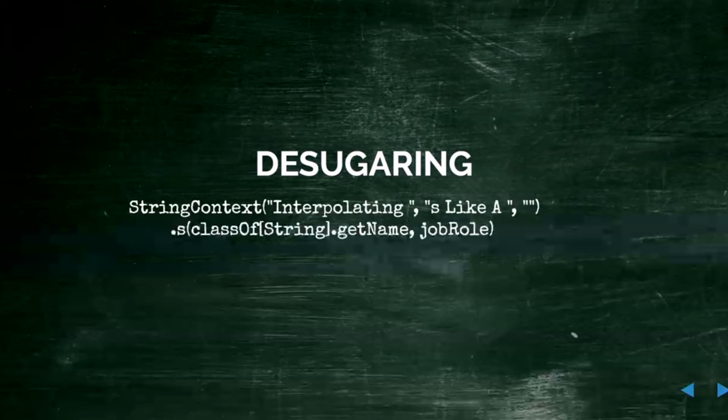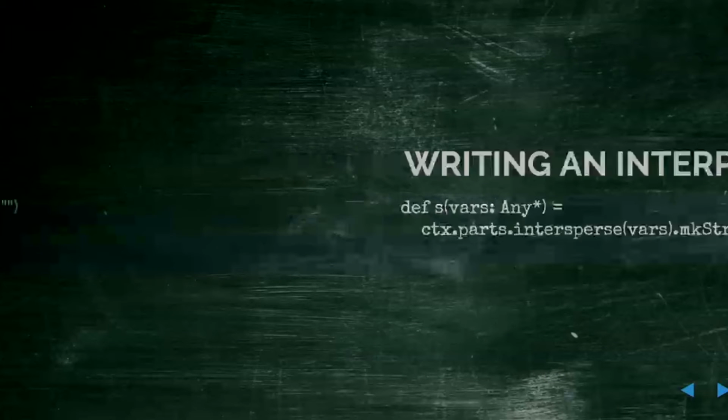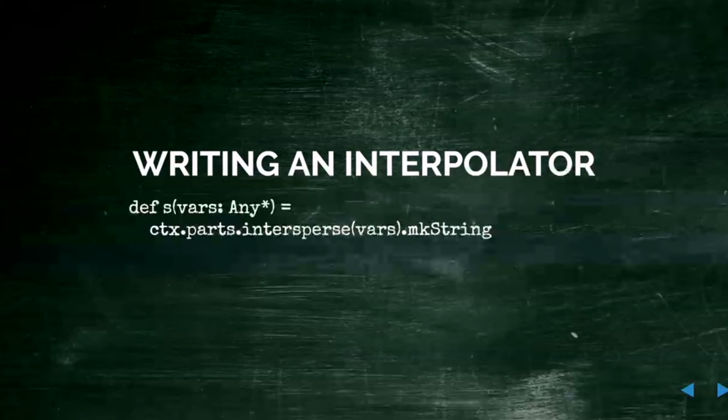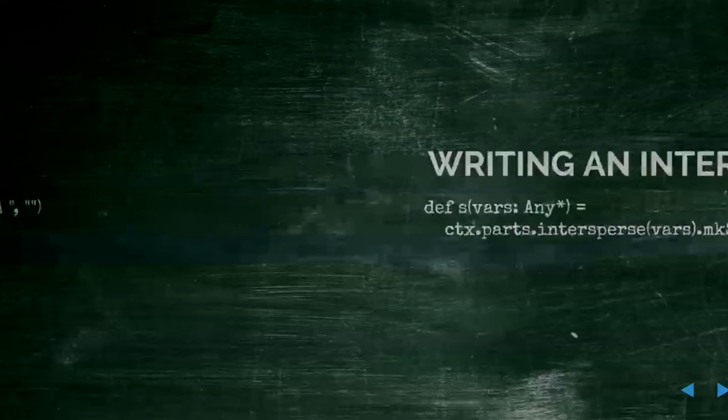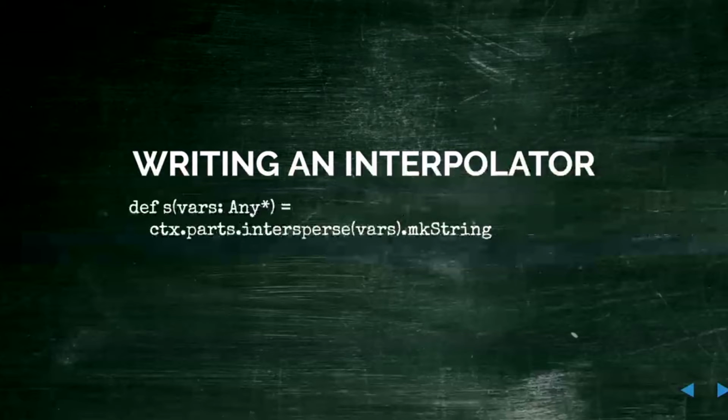Now, it's an important point that this happens in the parser. So keep that in mind for later. So if you wanted to write the s interpolator, we would define a method that would meet this application here. We want to define this method s, so we do def s. Now this takes varargs of type Any. You can substitute any type into the s interpolator, and you can have any number of values slot in there.